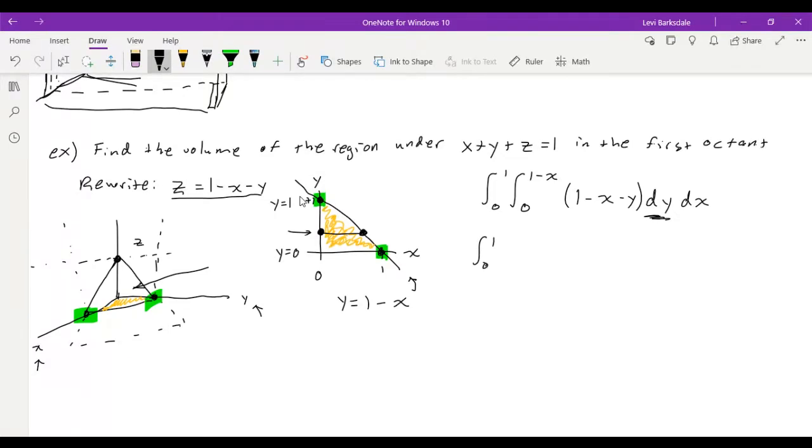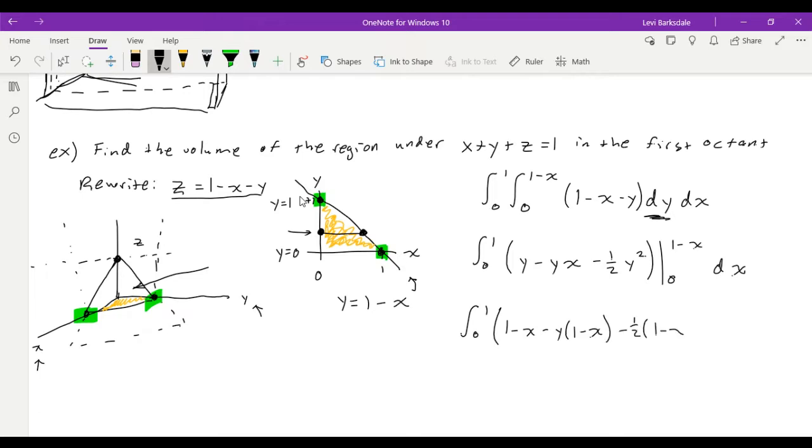First off, of course, we solve our inner integral. Integrating with respect to y, the integral of 1 minus x minus y is y minus yx minus 1/2 y squared, from 0 up to 1 minus x, dx. If we simplify that, we get the integral from 0 to 1 of 1 minus x times 1 minus x, minus 1/2 times 1 minus x squared. Oops. Sorry, there should not be a y in there. That should be a 1 minus x times x. There we go.